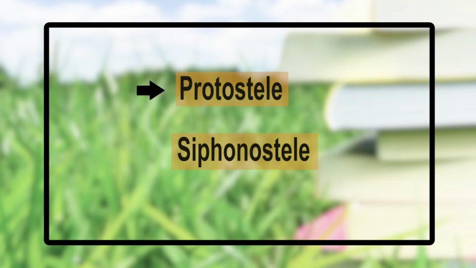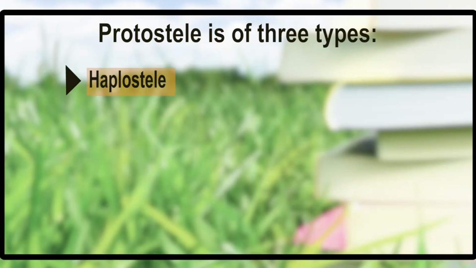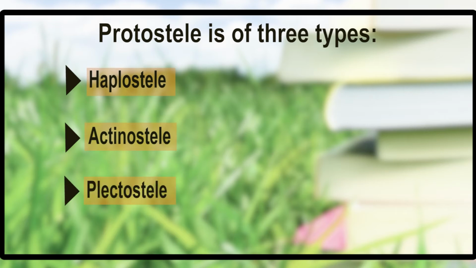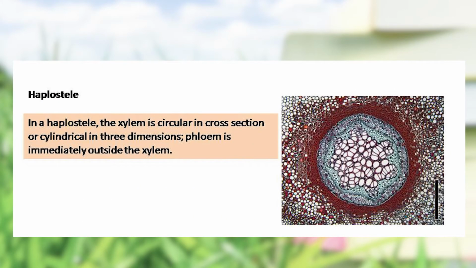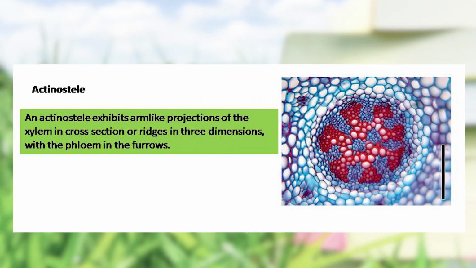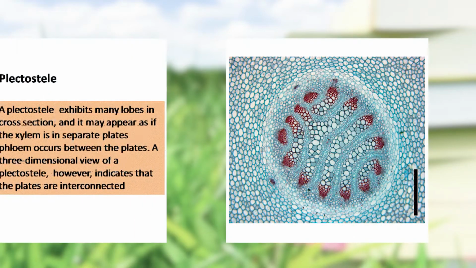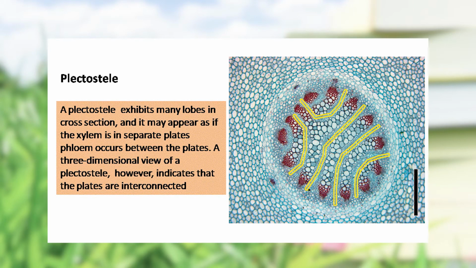Now before going into the evolutionary theories, we need to know the different types of stele. The first or the primitive one is termed the protostele and the advanced one is known as the siphonostele. In protostele, we have three types of steles. One is the haplostele, one is the actinostele, and finally the plectostele. So what is a haplostele? The haplostele has a central xylem core which is surrounded by the phloem. For actinostele, we see that the xylem has become armed and in between them we have the phloem. And ultimately in plectostele, it exhibits lobe-like or ray-like structures and phloem occurs in between these plates. And these plates are all interconnected to each other.